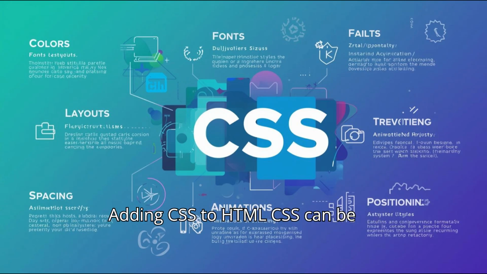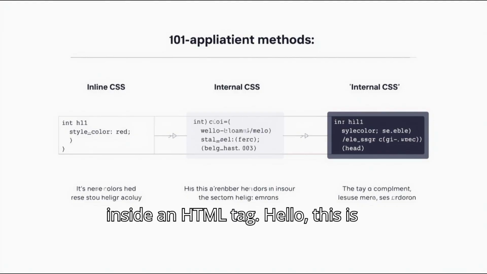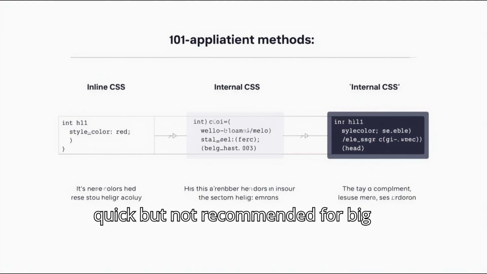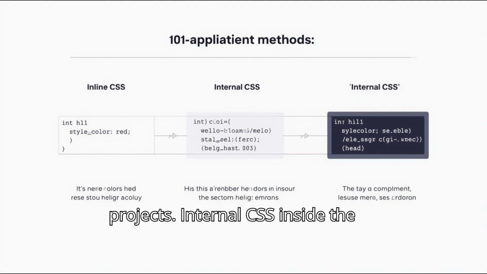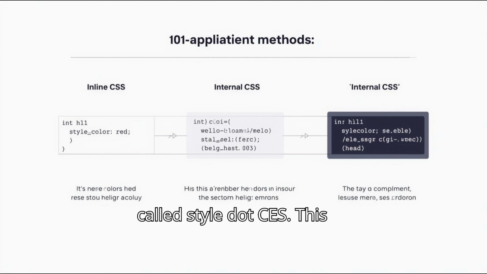Adding CSS to HTML. CSS can be added in 3 ways. Inline CSS, directly inside an HTML tag. For example, a paragraph with a style attribute. This is quick but not recommended for big projects. Internal CSS, inside the style section. External CSS, a separate file called style.css. This is the best practice. Let's create a simple design to see how CSS works.